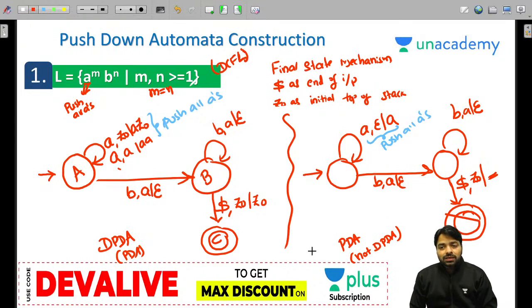Remember that. How do you know it is not a DPDA? Because in the first transition, you are not following the DPDA definition: Q cross sigma cross gamma. You are not looking at the gamma. You are looking at nothing. That can only be done in non-determinism. Okay, this is the first problem, guys.